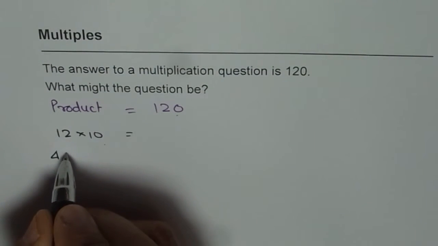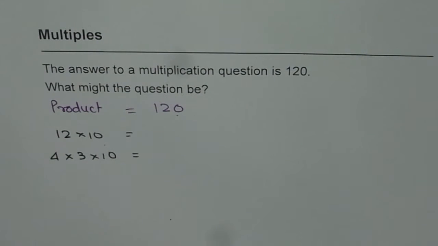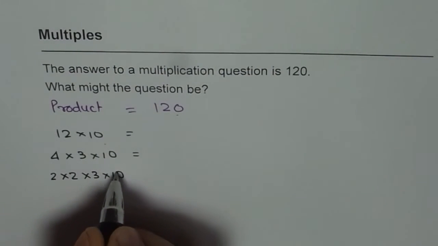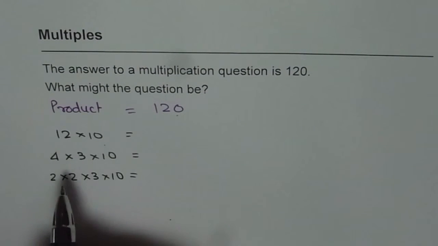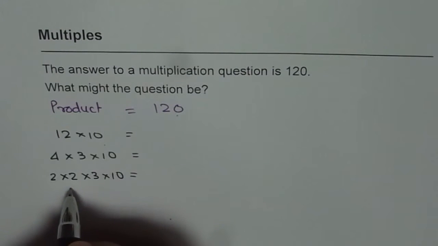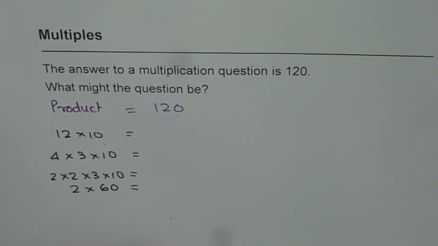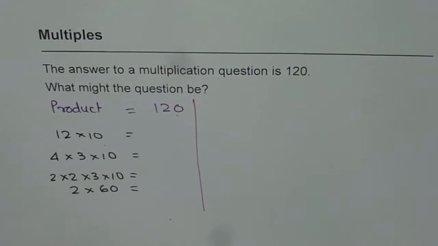So we can say, what is 4 times 3 times 10 equal to? Well, that will also give me 120. How about writing the 4 as 2 times 2? So 2 times 2 times 3 times 10 equals what? That is also 120. We can combine 2 and 3. 2 times 3 is 6, and I can write, what is 2 times 6 times 10, or even 60, equal to what? So likewise, we can just continue on this list and have so many questions which will say the answer of the multiplication question is 120.